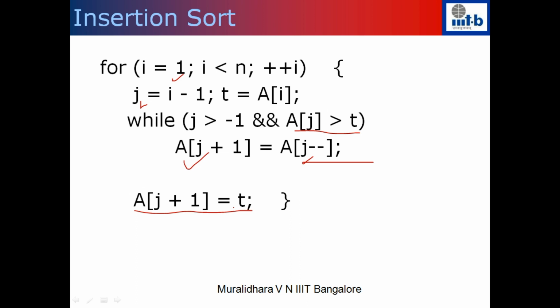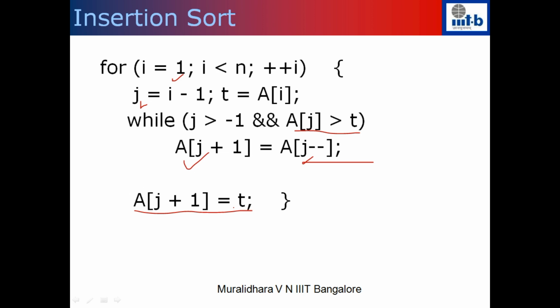So the algorithm is simple. I start with the previous location. As long as I see a number which is bigger than the current number which is stored in t, I write this number to the next location. Keep doing this. I stop the first time when I see a number which is smaller than t, or I reach j equal to minus 1. So once I come out of this loop, I go to the next location and write t there, because that is the right place.